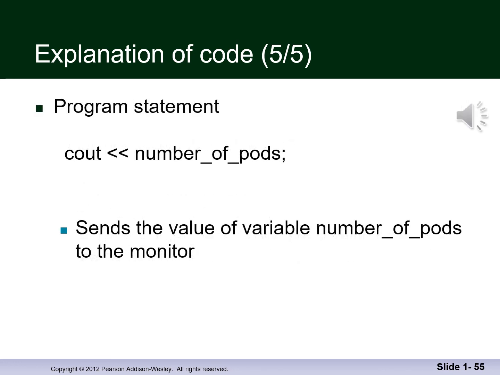In this statement, we're using cout to send not a message, because if it were a message, it would be in quotes. I could say cout, enter another number, that would be a prompt. But in this particular case, we're using cout to send the value of the variable named number of pods to the monitor. And we typically precede that with some sort of a prompt using cout.